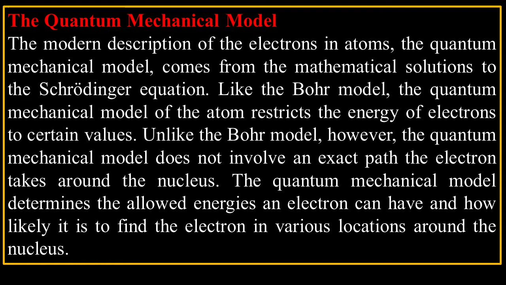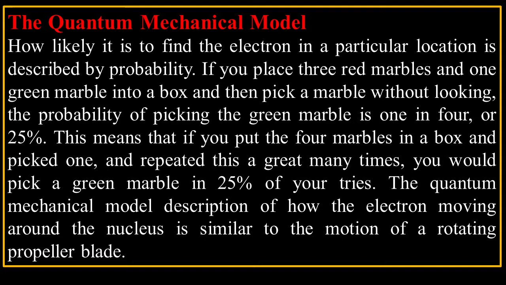The modern description of the electron in atoms, the quantum mechanical model, comes from the mathematical solutions to the Schrödinger equation. Like the Bohr model, the quantum mechanical model of the atom restricts the energy of electrons to certain values. Unlike the Bohr model, however, the quantum mechanical model does not involve an exact path the electron takes around the nucleus. The quantum mechanical model determines the allowed energies an electron can have, and how likely it is to find the electron in various locations around the nucleus. How likely it is to find an electron in a particular location is described by probability.